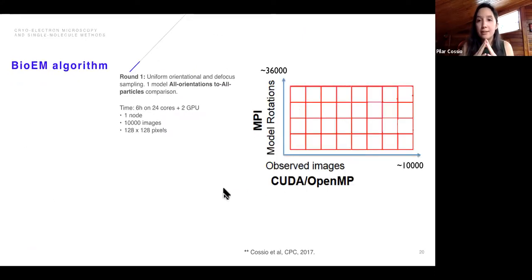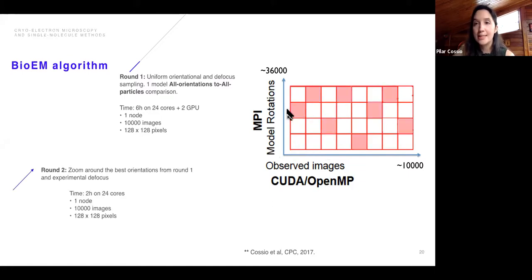So a little bit of the details of the Bio-EM algorithm: we perform two rounds of refinement. The first round is all model orientations against all observed images. We do this in CUDA. Then we have a second round that takes the best rotation, so say that here this box is the best rotation for this image, and we zoom over this box and refine the orientation search. So basically we're looking for the best pose that helps us calculate this posterior probability.